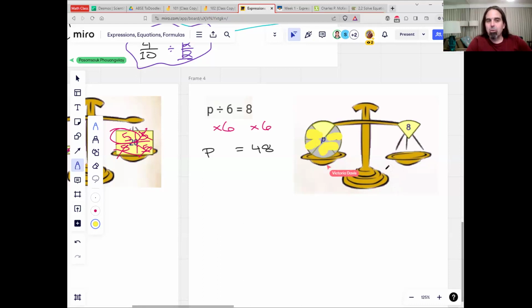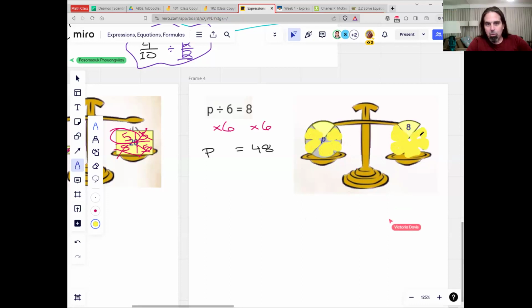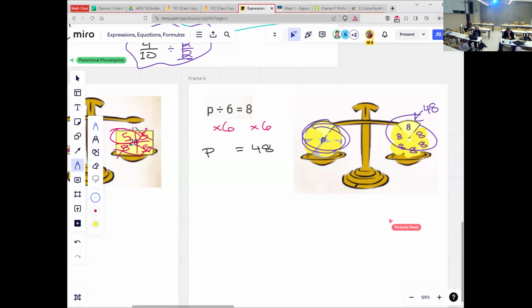Just explain it out loud if you don't want to try and draw, because it's hard to draw. Wouldn't you just do the same thing on the other side? Yeah, I'm going to make 6 more copies of that 8. Or 5 more, so that there's 6 total. And if each of them is 8, and I have the 6 8s, then all of that together is 48. So my whole pie, my whole P is 48. Everyone okay with that one? Yeah.